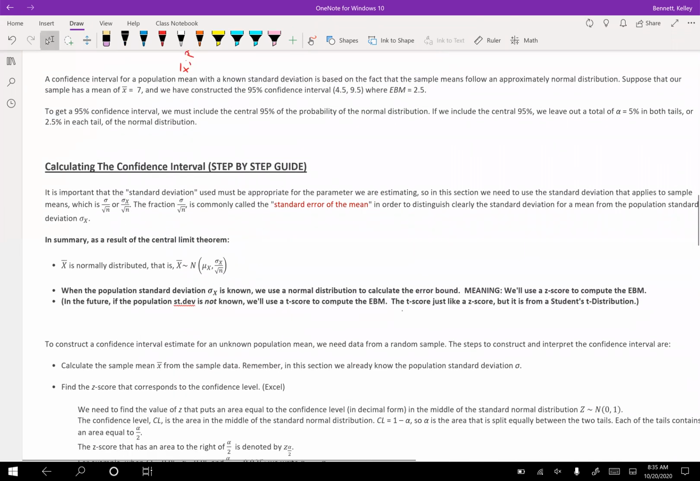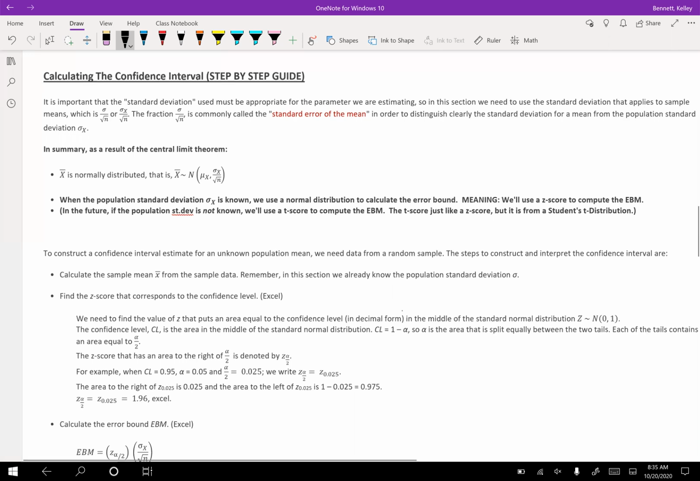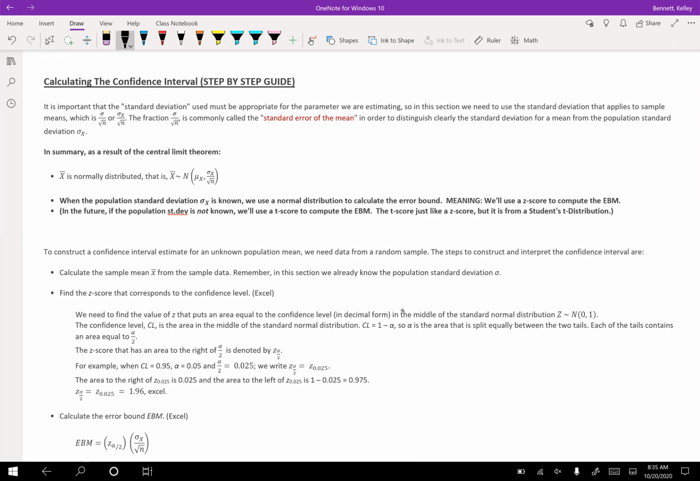All right, so let's work on calculating the confidence interval. It's important here that the standard deviation used must be appropriate for the parameter we are estimating. So in this section, we need to use the standard deviation that applies to our sample means. Remember that when we constructed our sample distribution, the standard deviation associated to that sample distribution was the given population standard deviation divided by the square root of n, which was the sample size. So they're just restating that here.